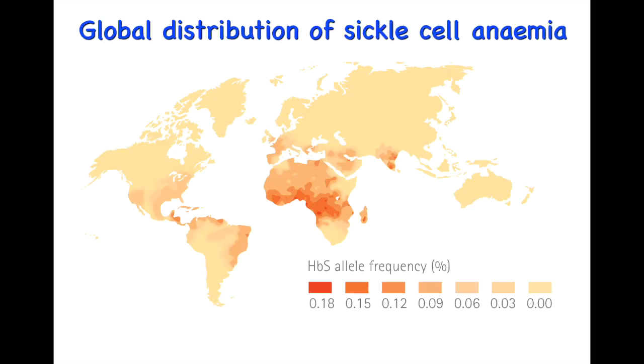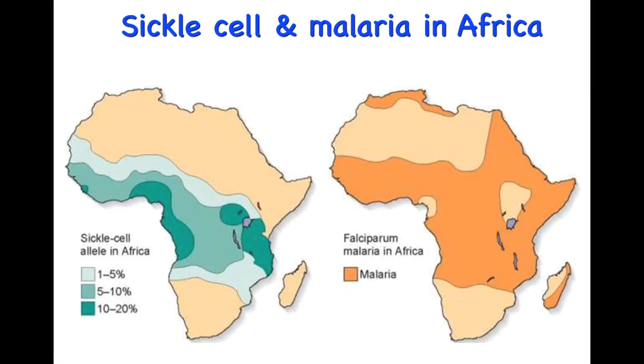So if sickle cell is so bad and it gives you a disadvantage, why is it still around? Well, there's a connection between sickle cell and malaria. The graph there shows the distribution of sickle cell anemia. You'll see it's common in warm countries where you're likely to find mosquitoes that spread malaria. And if we look at this map here, it shows on the left the presence of the sickle cell allele in Africa, and compare that to the graph on the right, which shows the existence of malaria. You see there's some correlation there.